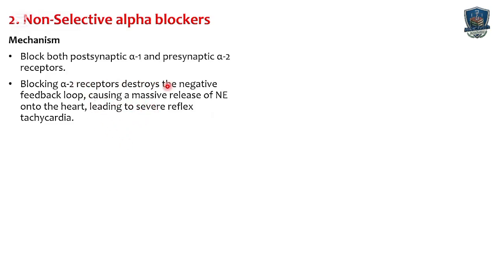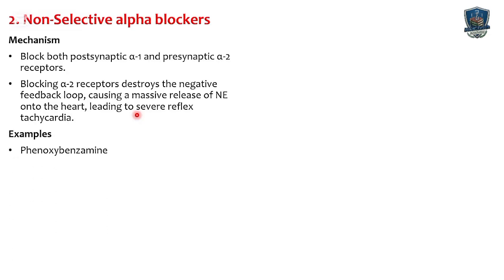So alpha 2 receptor blockers destroy the negative feedback loop. The negative feedback loop is a loop that works against the sympathetic outflow. And when that happens, alpha 2 receptor blockers will go against that, and they'll cause a massive release of norepinephrine. And we know norepinephrine leads to an increased heart rate, so it may lead to a severe reflex tachycardia.